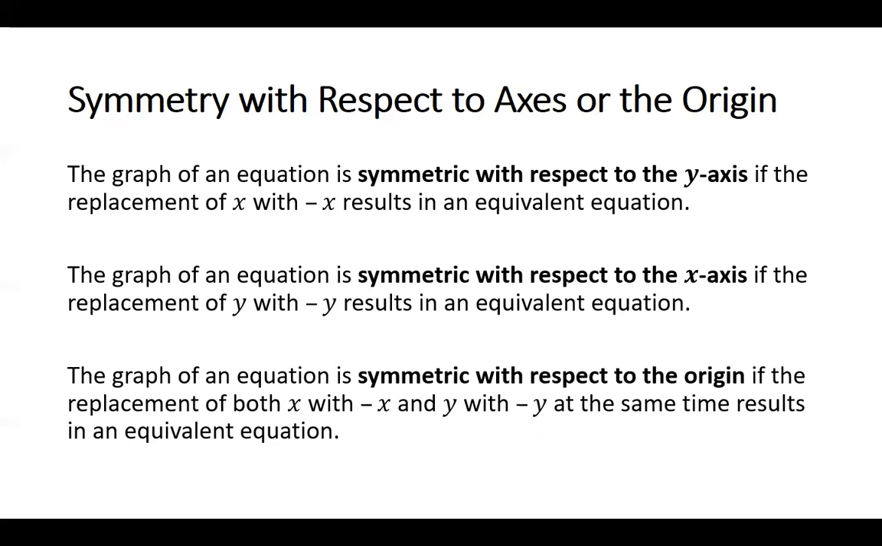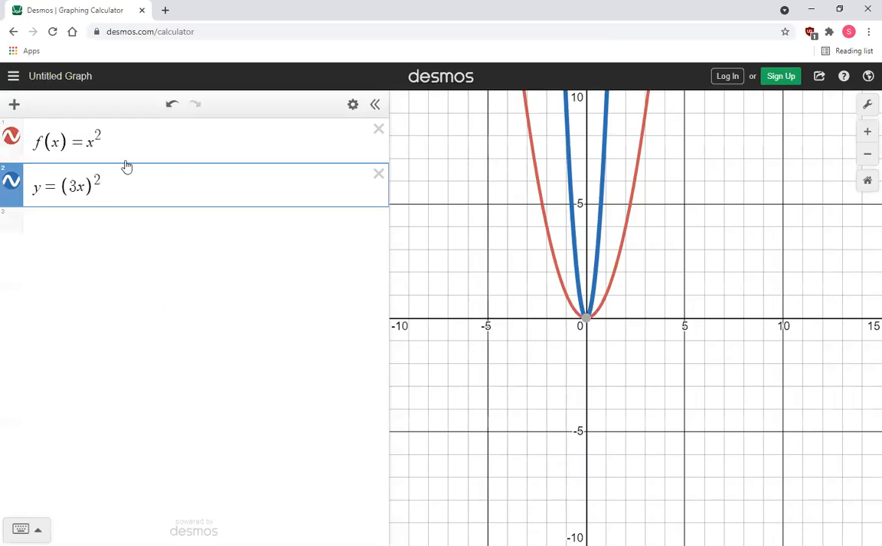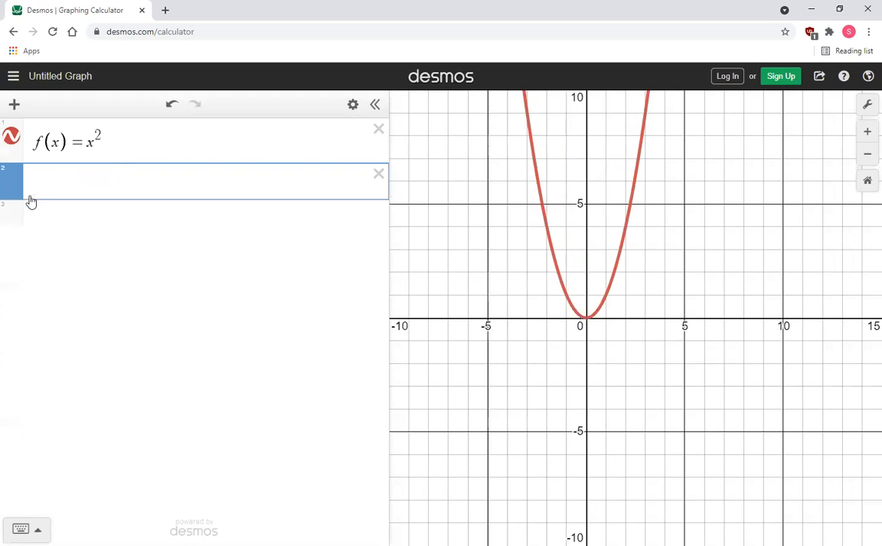So let's go back to Desmos and take a look at these. So I'm going to get rid of the second part here and go, well, we've got this f of x is equal to x squared.